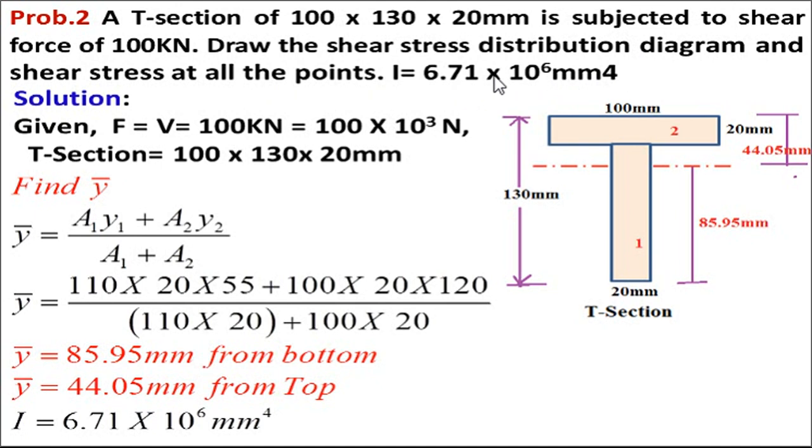So here the I value is directly given in the problem, 6.71 into 10 to power 6. If I is not given, you know the procedure to find I. To find the moment of inertia of this section, you should consider bd cube by 12 of this top portion plus bd cube by 12 of this bottom web. Okay, you will get the moment of inertia using the parallel axis theorem. So here you have to add A1 h1 square, A2 h2 square also to get the moment of inertia.